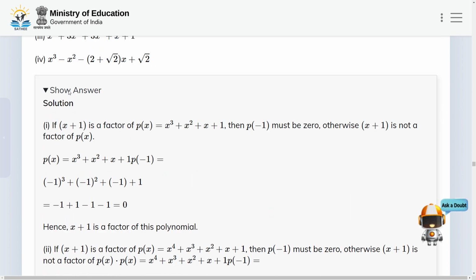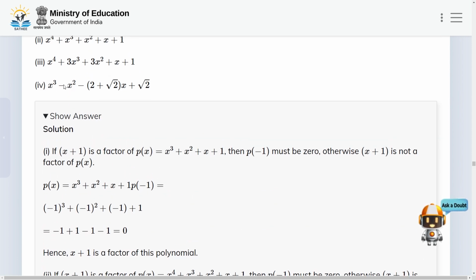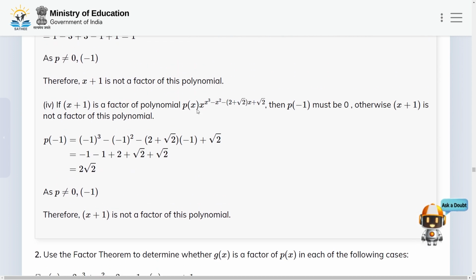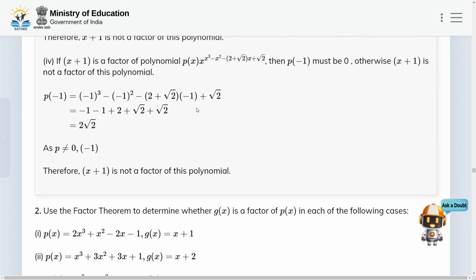So in the first one here we have the polynomial x to the power 3 minus x square minus 2 plus root 2x plus root 2. If x plus 1 is a factor of the polynomial p of x equal to x to the power 3 minus x square minus 2 plus root 2x plus root 2, then p of minus 1 must be 0. Otherwise, x plus 1 is not a factor of this polynomial.